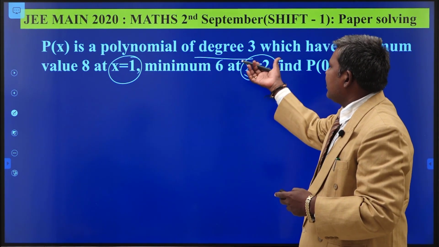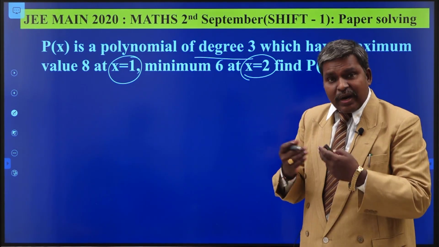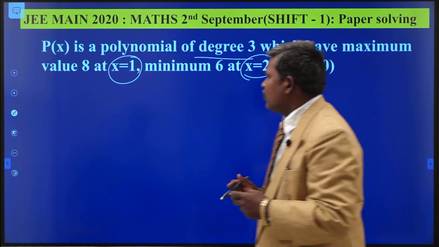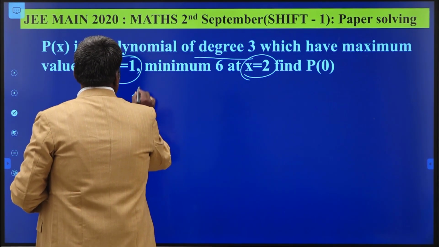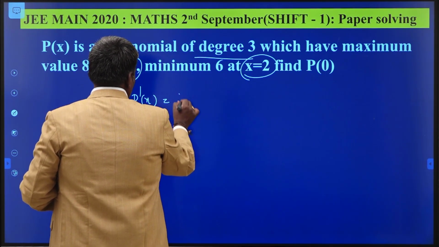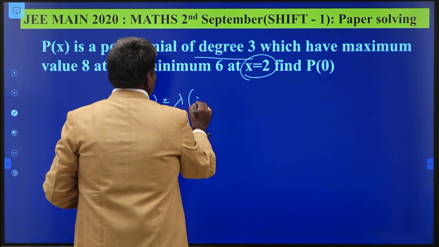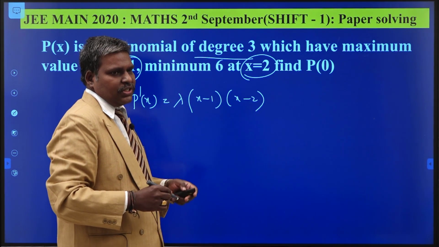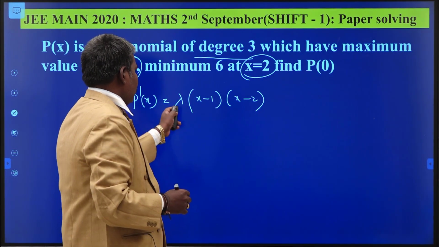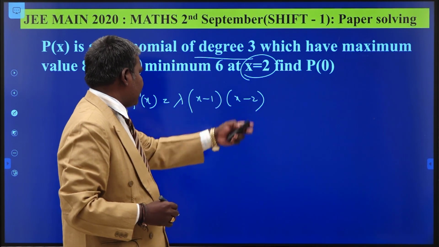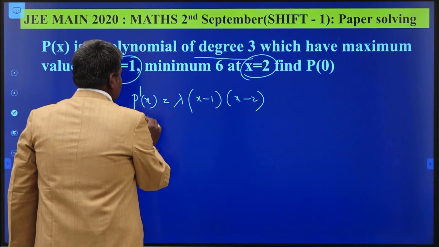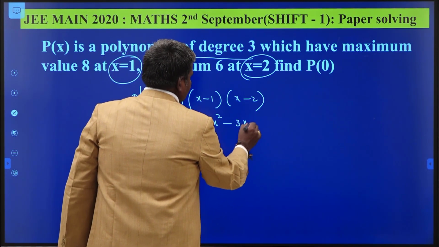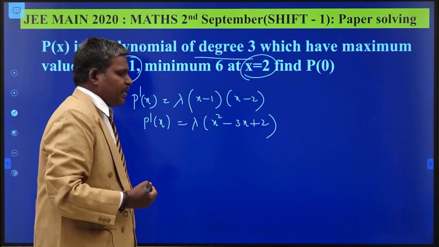P of x is what? It is a polynomial of degree 3. What about the degree of P dash x? P dash x is of degree 2. So can I take P dash x as some lambda times of x minus 1 into x minus 2, or not? Because 1, 2 are the roots of P dash x. We don't know the leading coefficient, that is why I am taking lambda. So P dash x is nothing but lambda times of x square minus 3x plus 2. This is your P dash x.